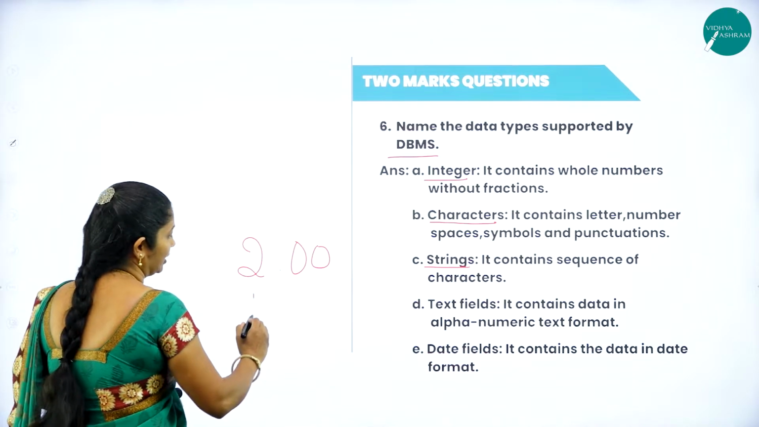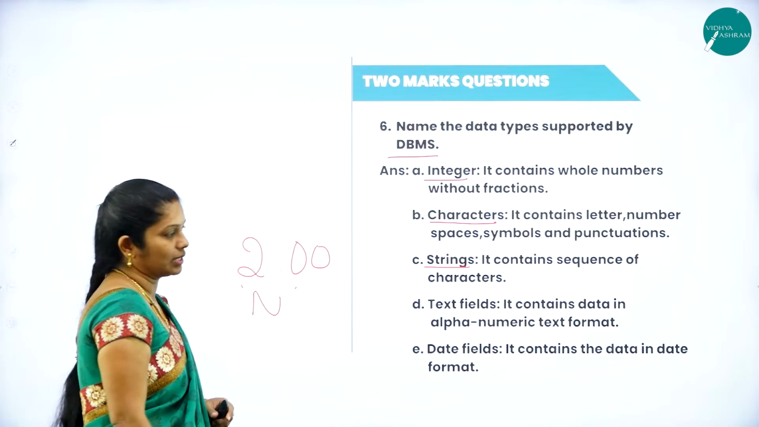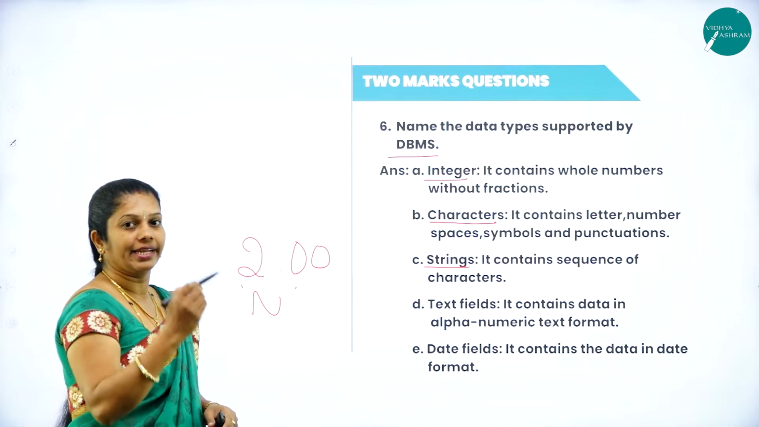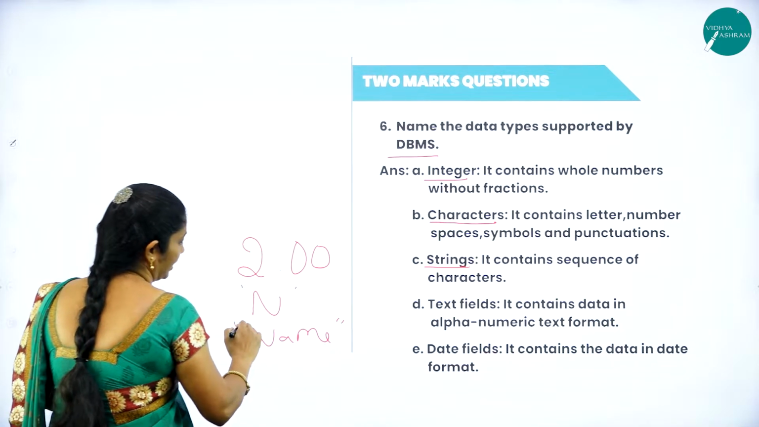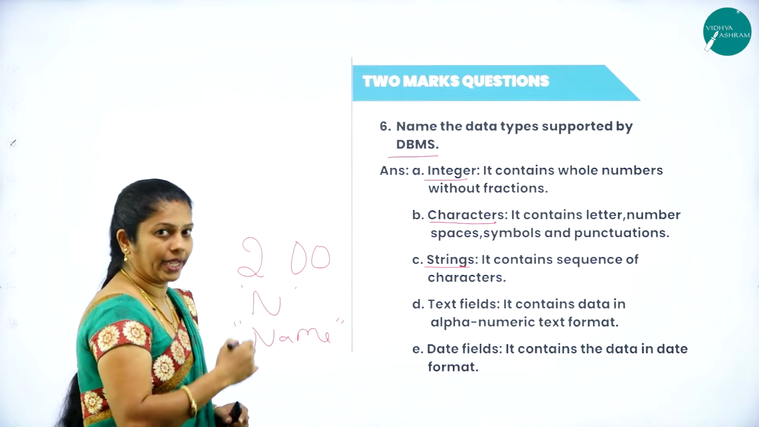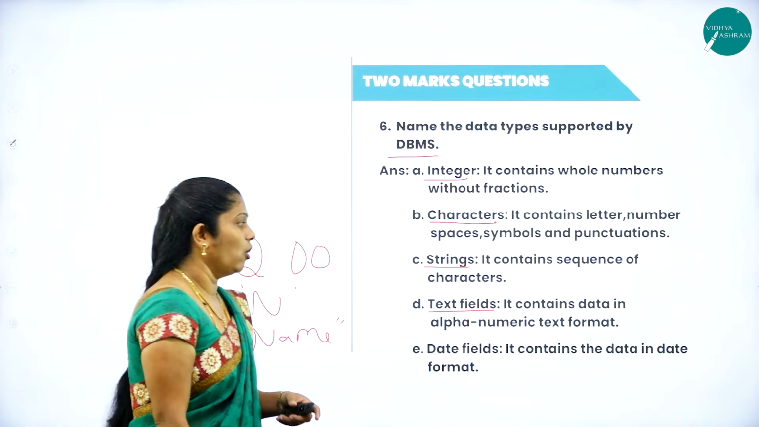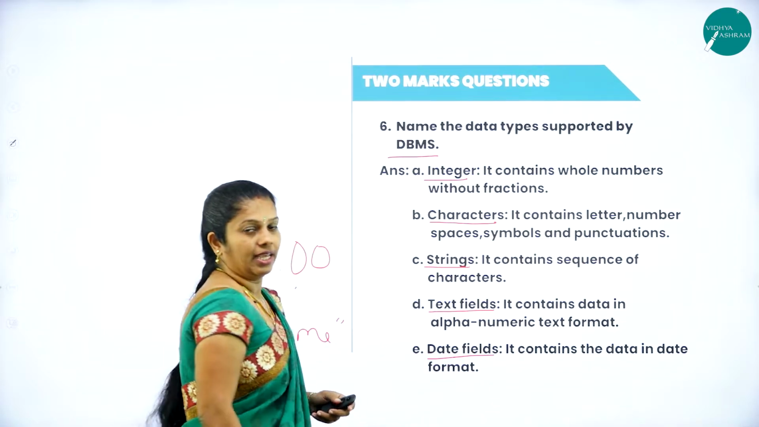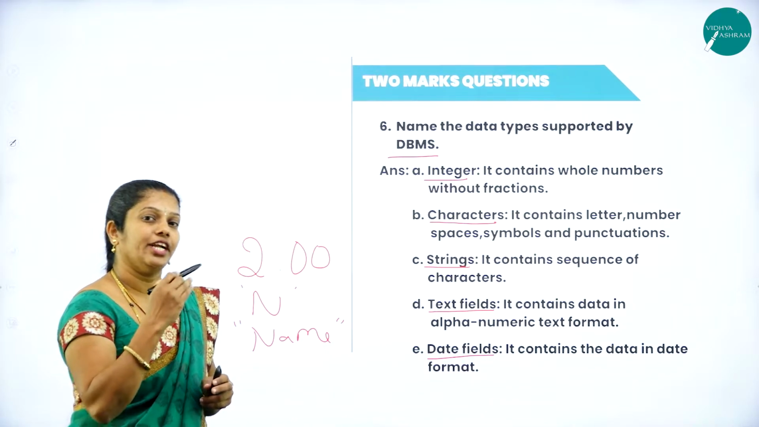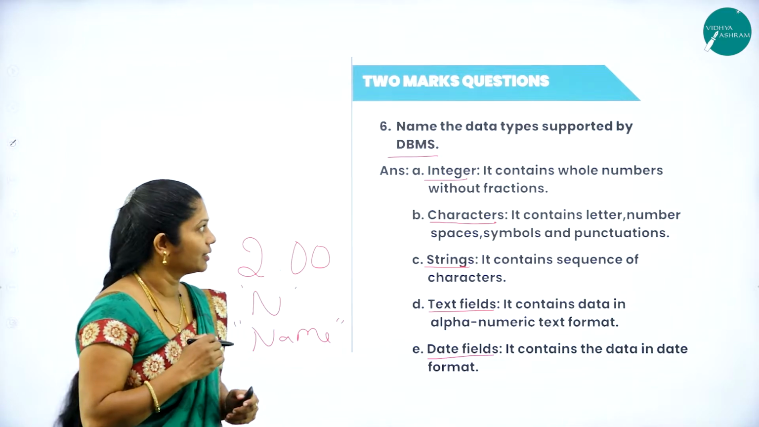But a character consists of only one character, opened as well as closed by single quotes. A string is a collection of characters. For example, NAME can be used as a string. Then a text field contains data in alphanumeric text format. Then a date field: in a table, for example, for a student's date of birth, if I want to enter it, then we require a date type of field here.